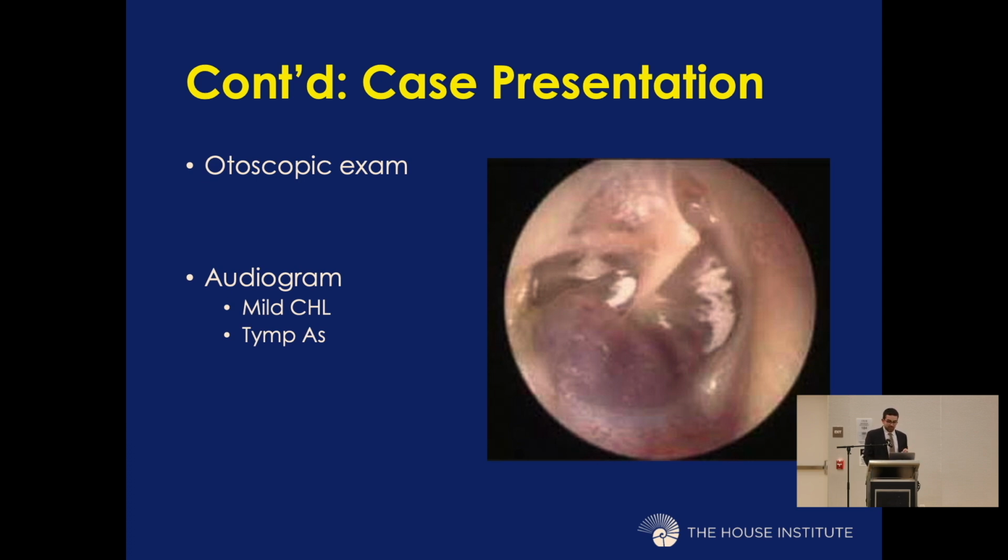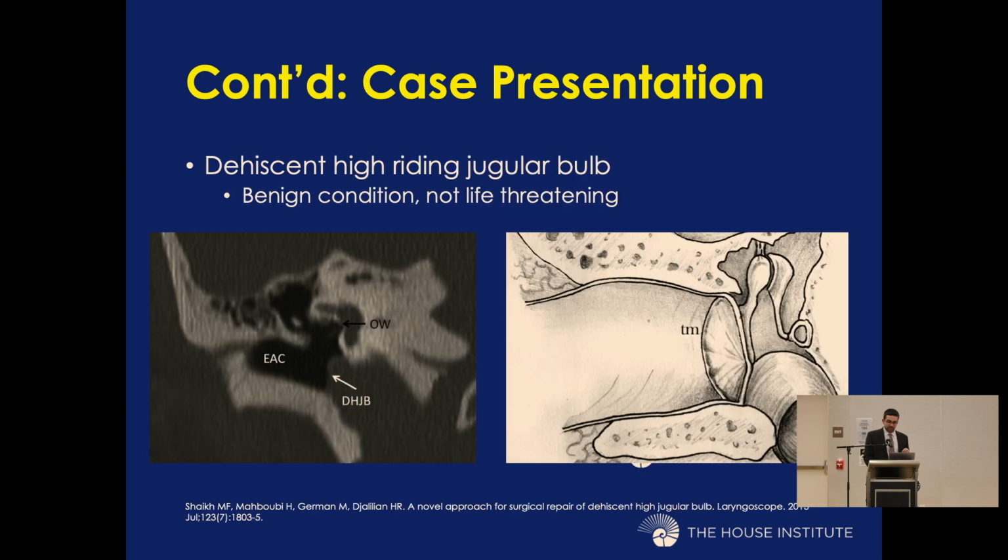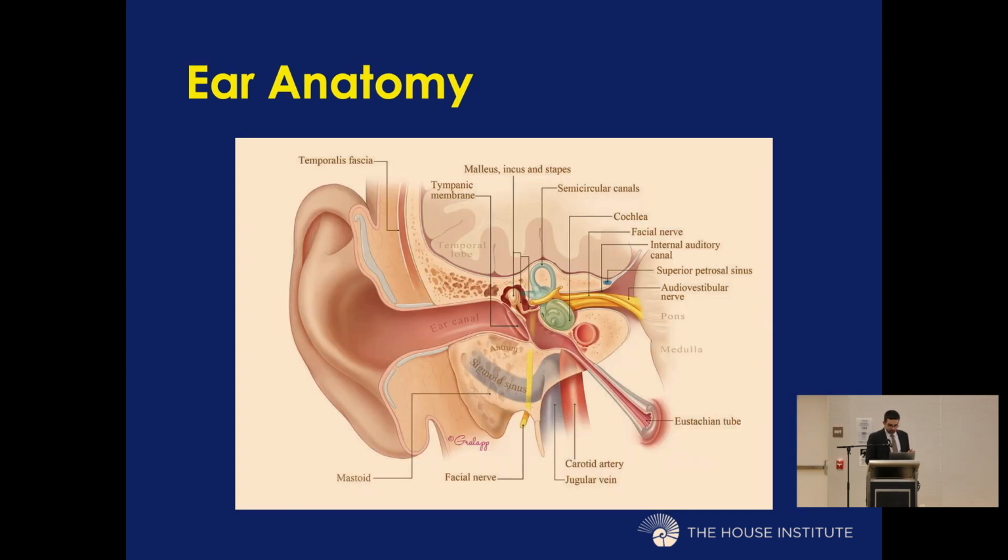So this particular patient ended up having what is called a high-riding jugular bulb. How many people have seen it or heard about that before? All right, so this is actually, again, not too infrequent. Maybe a few times a year we do see this issue. It's not a tumor, and it's not life-threatening. What happens is that normally, I can go to the next slide.